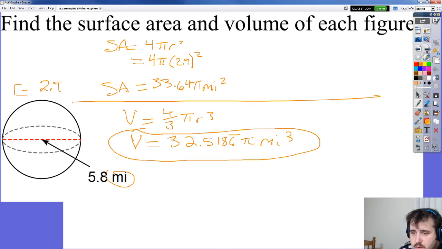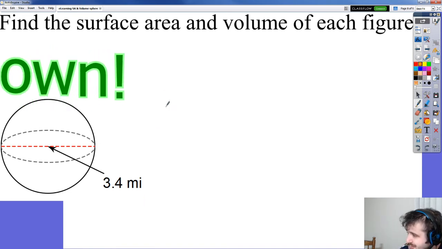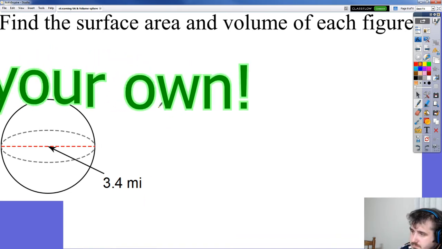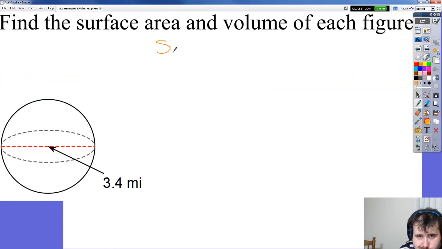Try the next one. All right. 4 pi r squared for our surface area. And again, they give us the diameter. We want the radius. So 1.7 is our radius.